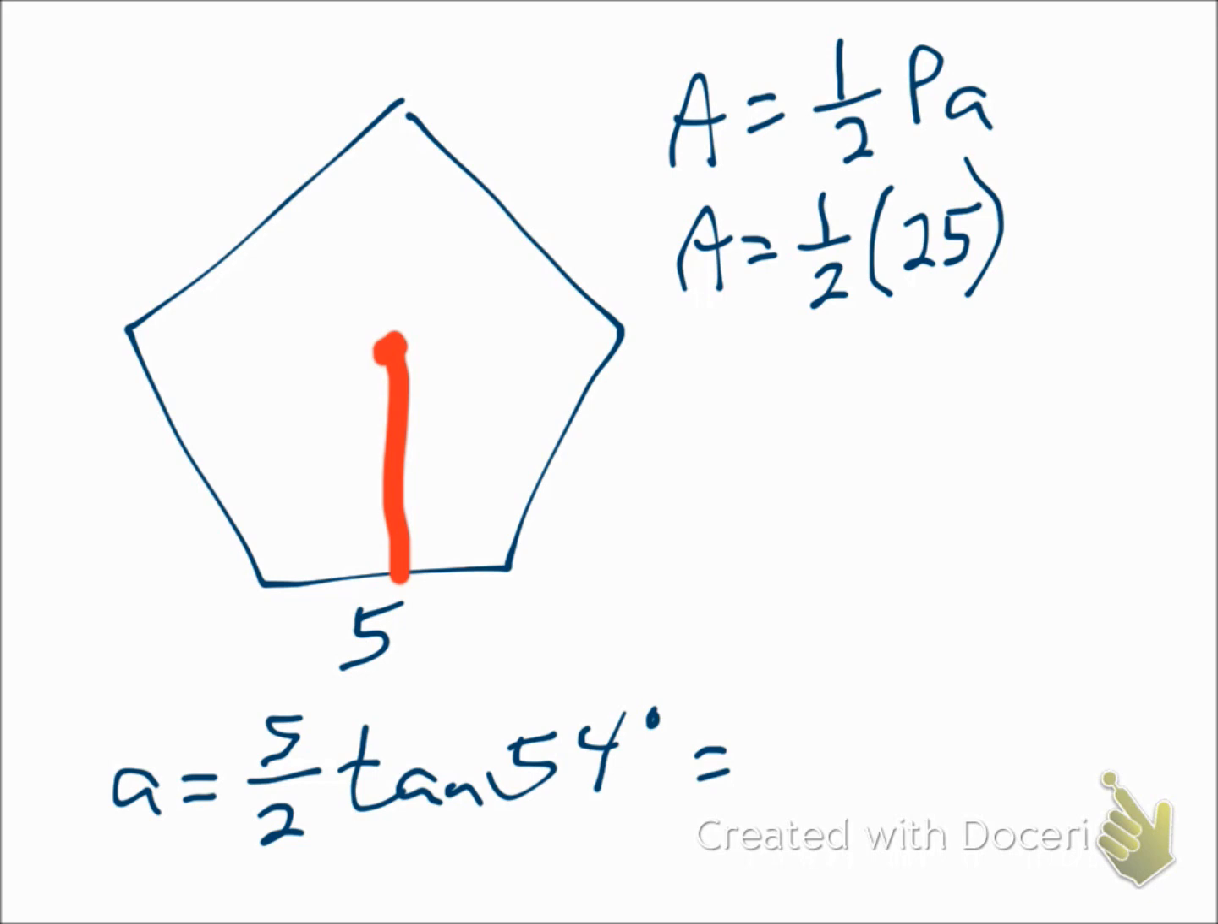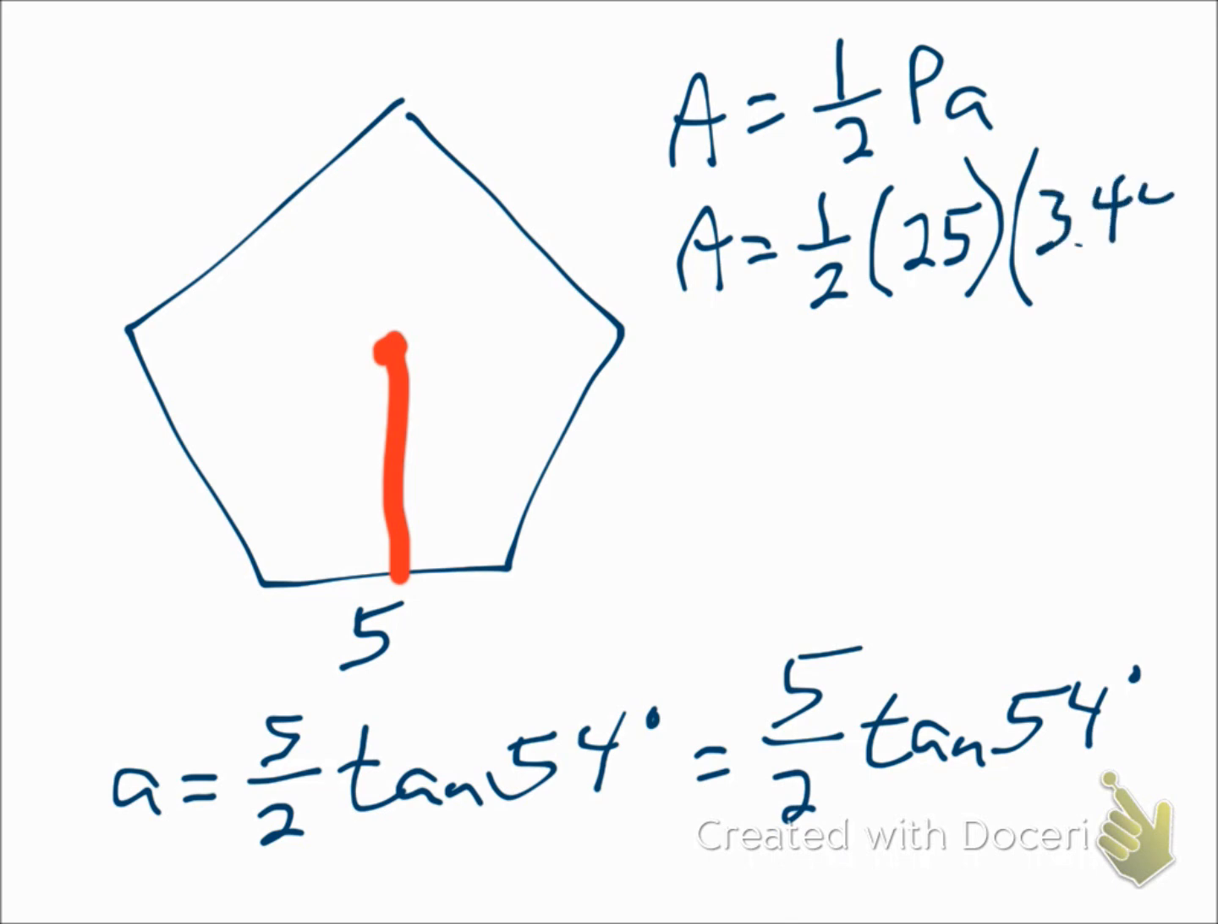A side on this one is 5, so we'll substitute 5 in for S. And that's what goes in for apothem. 5 halves times tangent 54 is 3.44 approximately. So that will be our apothem. And when we punch all that in, the total area of that pentagon is about 43.01. We could just call it a 43.